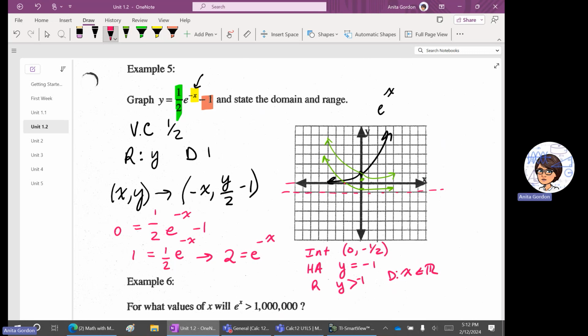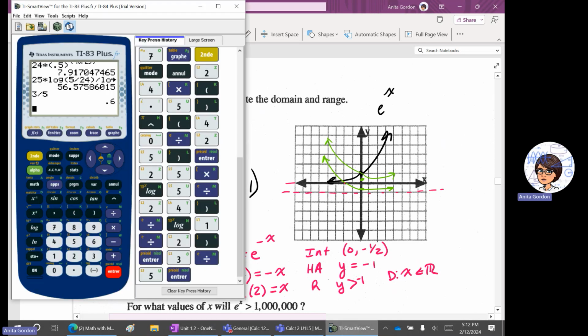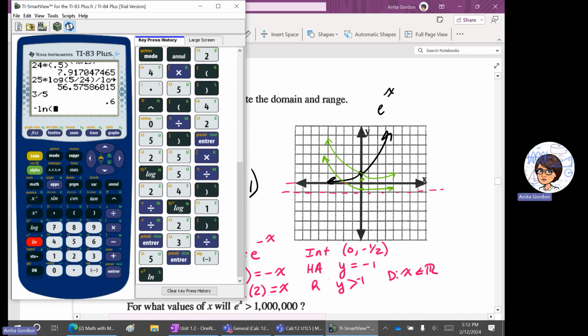We're going to take the log of both sides, but because here our base is e, we're going to take the ln of both sides, leaving us with negative x. So the x-intercept occurs at negative ln 2, and we can always throw this into our calculator. Negative ln is a number just underneath the log button. 2, enter.